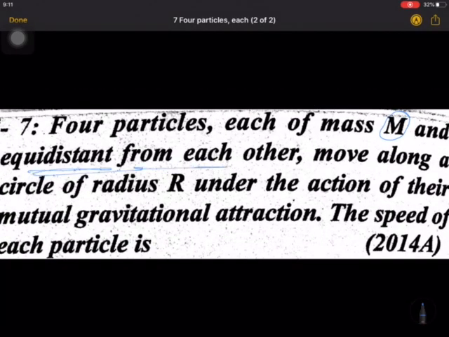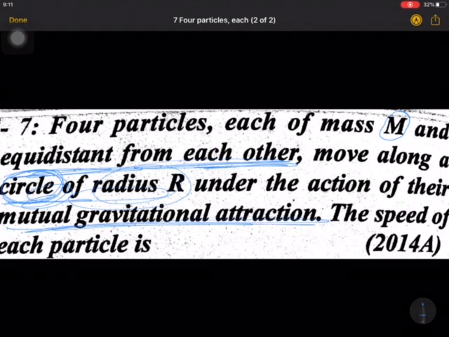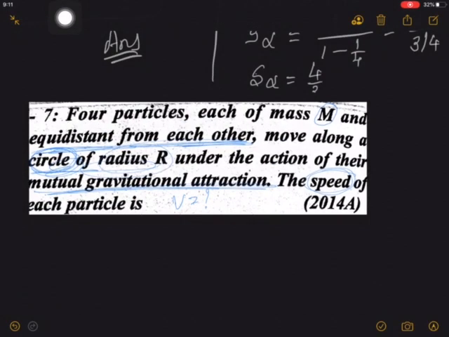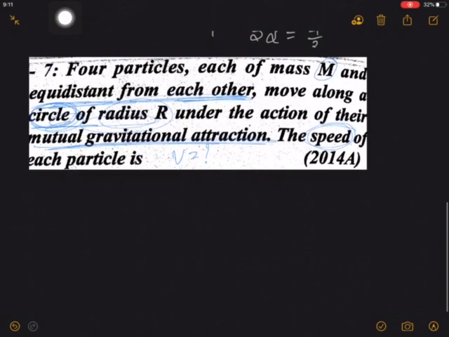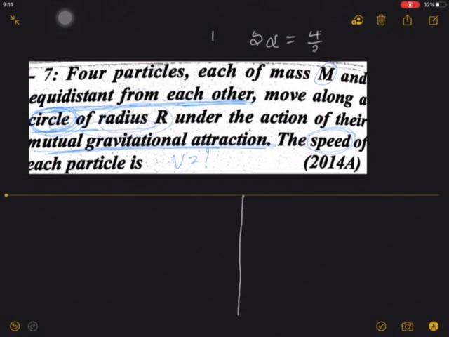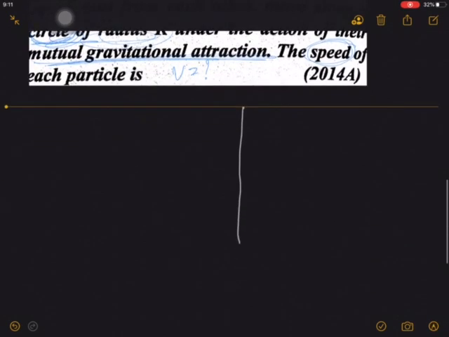Four particles, each of mass capital M and equidistant from each other, move along a circle of radius r under the action of their mutual gravitational force of attraction. So we have to calculate the speed. While calculating the speed, I am going to take the diagram for this one.